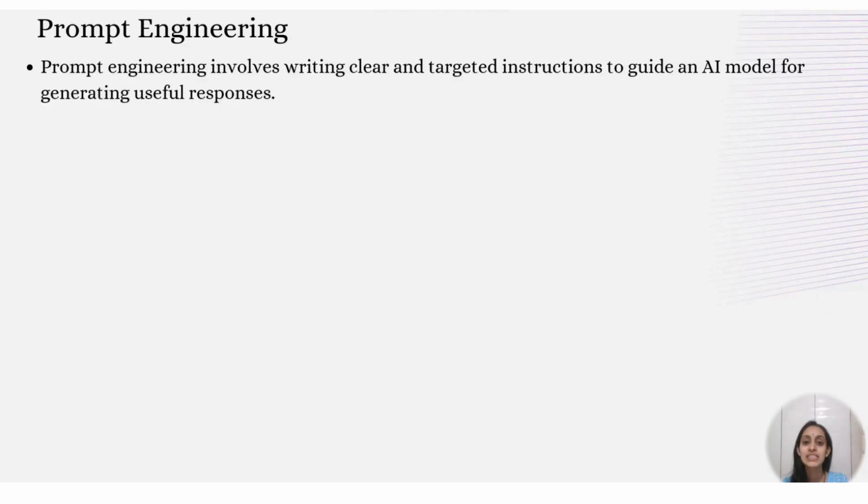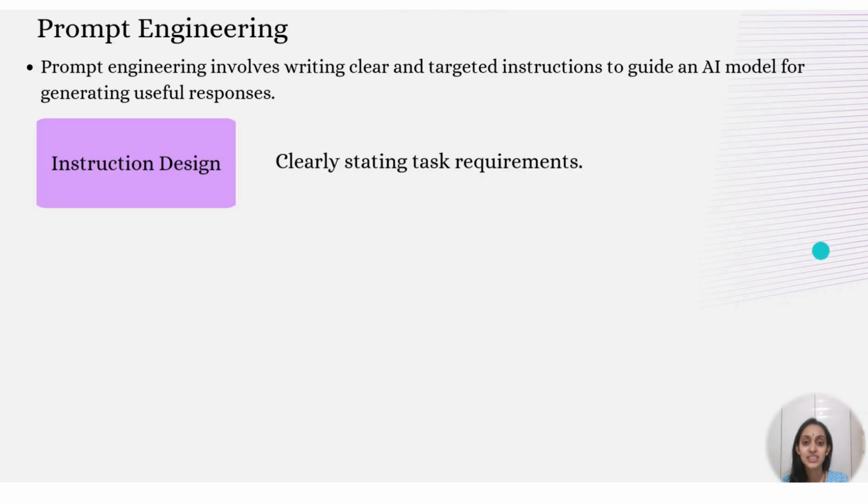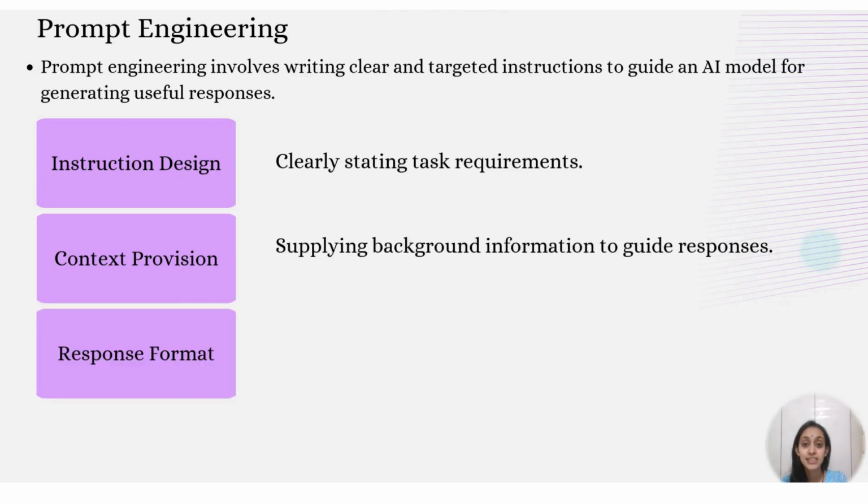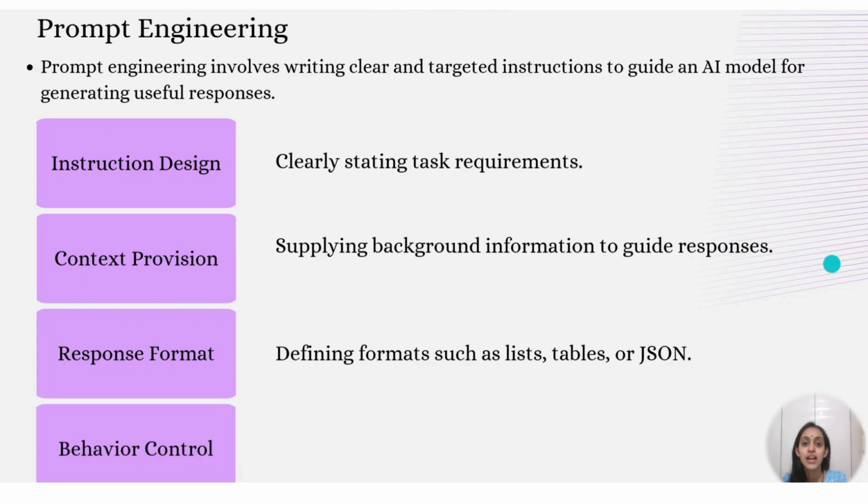In prompt engineering, what we do is we write a clear set of instructions which guides the model's behavior. We design the instructions with clear requirements. We provide the context in instructions, set the response format, whether we want it in the form of text, list or tabular form, and we control the behavior of the LLM such that it does not deviate from the set of instructions that we have given.